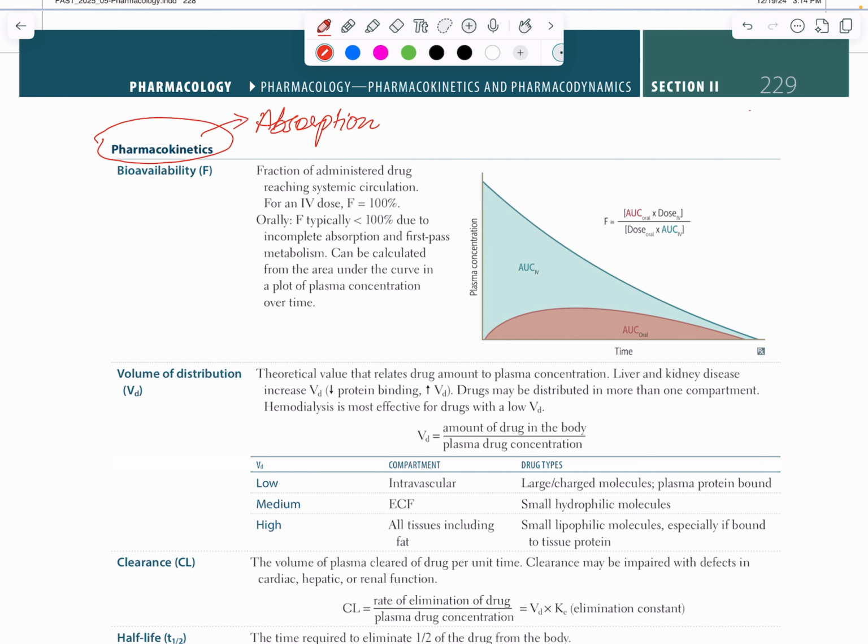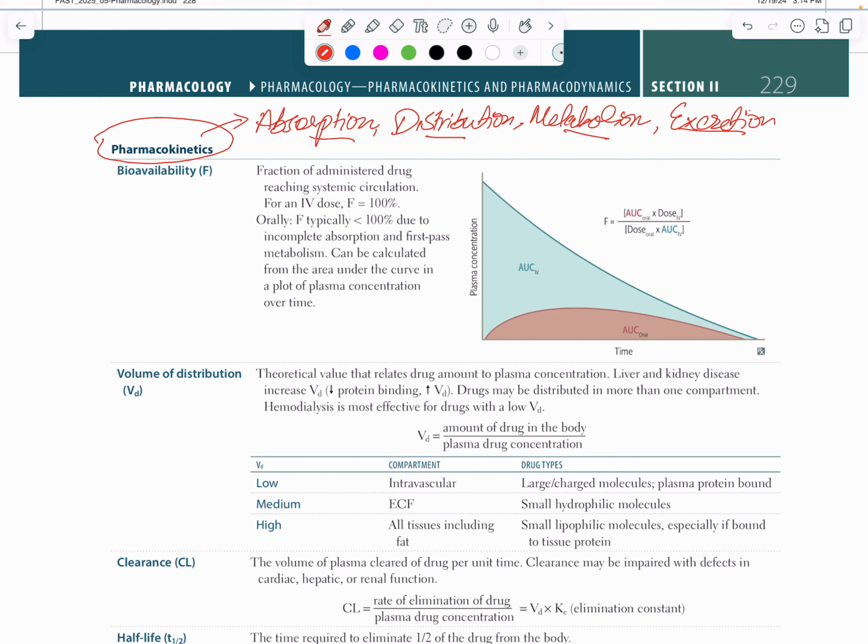absorption, distribution, metabolism, and excretion. These four things make up pharmacokinetics, to achieve and get the desired result of the drugs.